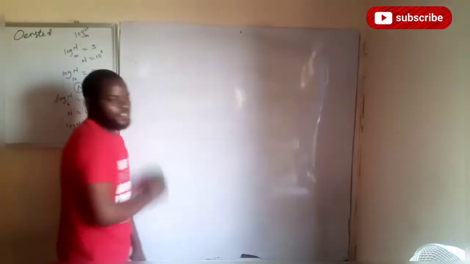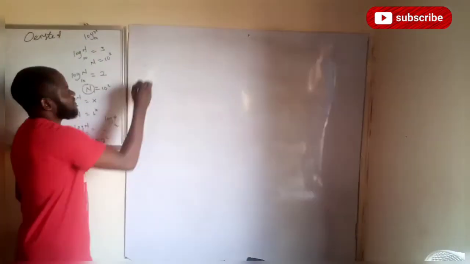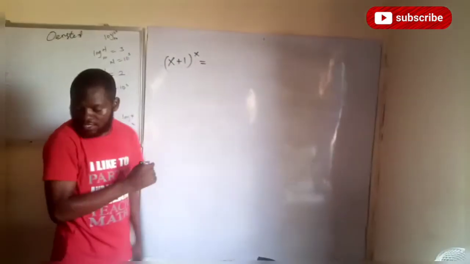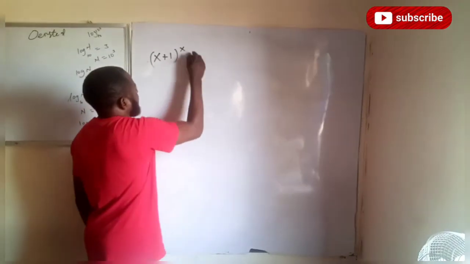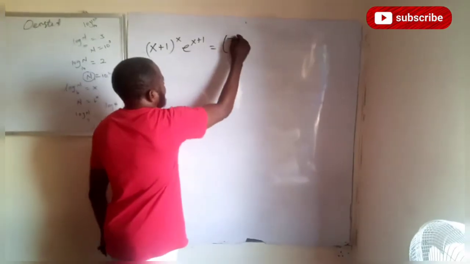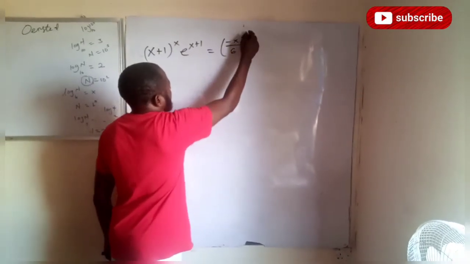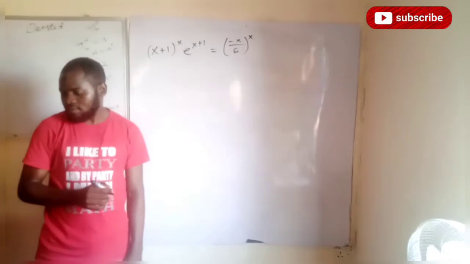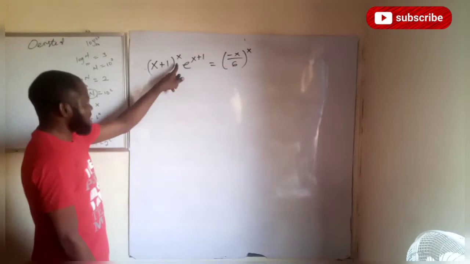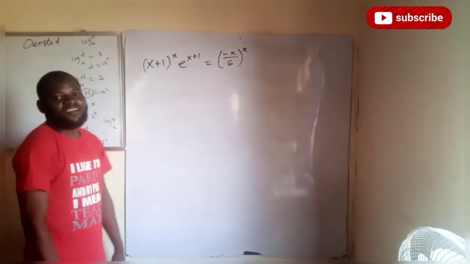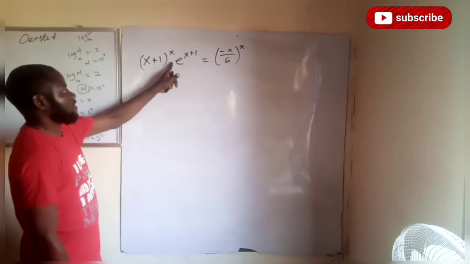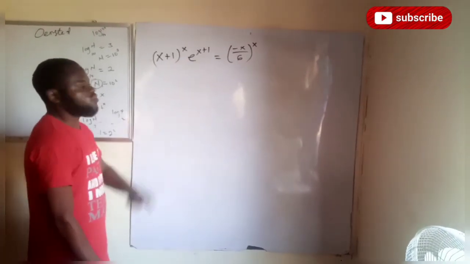Okay, so for the third question now, we have that x plus 1 to the power of x is actually equal, this is multiplied by e to the power of x plus 1, and this is actually equal to negative x divided by 6 to the power of x. Wow. This question would have been a very big problem if what is here is actually addition. Yes, if what is here is actually addition, it would have been more interesting than this.